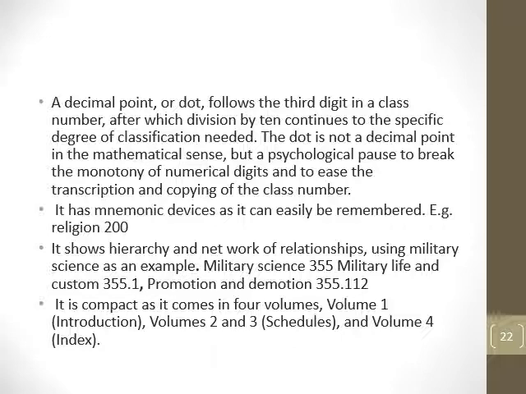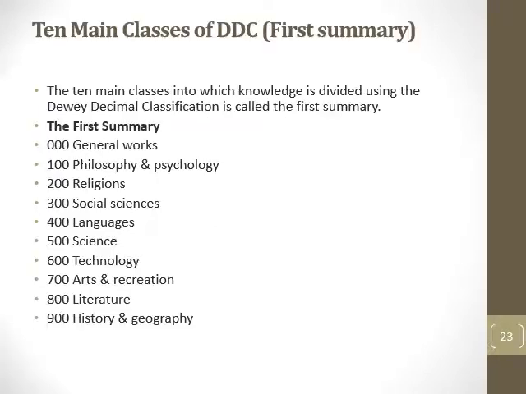It has mnemonic devices so that it can easily be remembered, e.g. religion 200. It shows hierarchy and network of relationships. Using military science as an example: military science 355, life and custom 355.1, promotion and demotion 355.112. It is also compact, as it comes in 4 volumes. Volume 1 is the introduction, volumes 2 and 3 are the schedules, and volume 4 deals with the index, where you can go and start checking the specific classes.